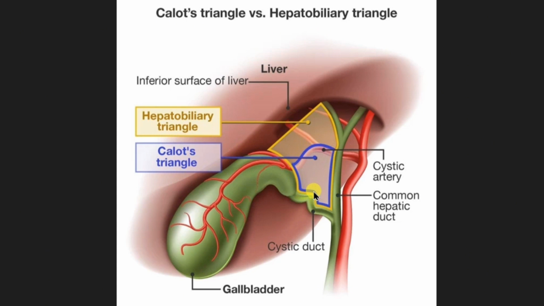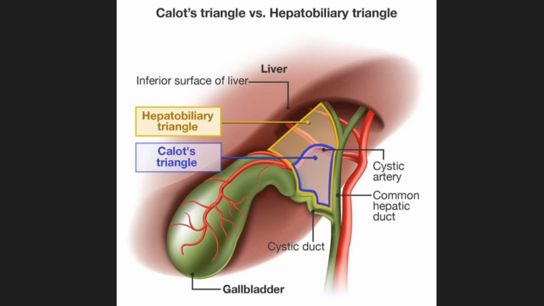Calot's triangle: you can see here, on the left side, laterally, we have the cystic duct, on the right side you have the common hepatic duct, and on the superior side it's the inferior part of the liver. Okay, so it's called Calot's triangle. It's also called the cystohepatic triangle, because of the cystic duct and the hepatic duct.